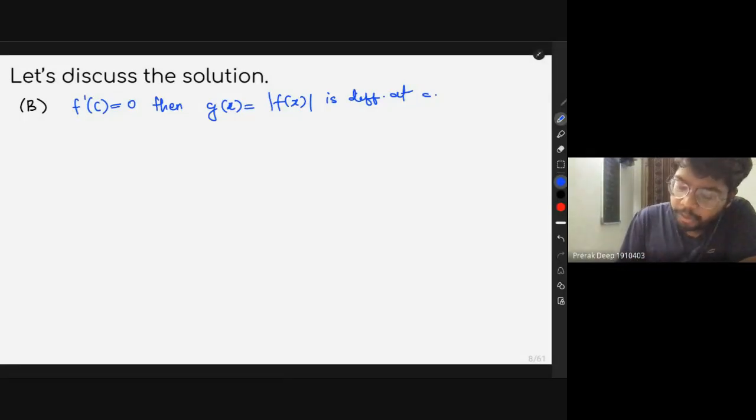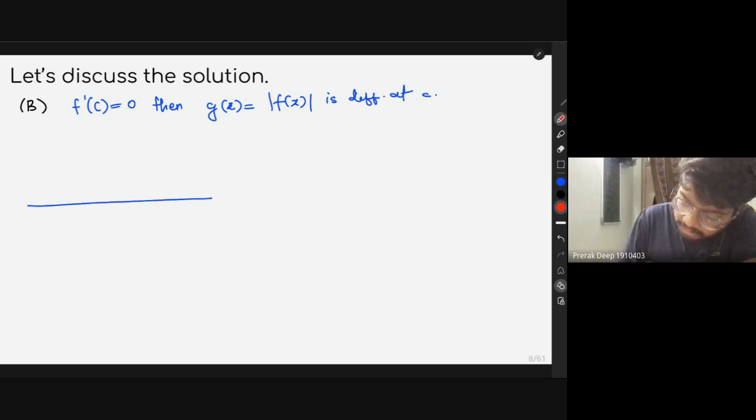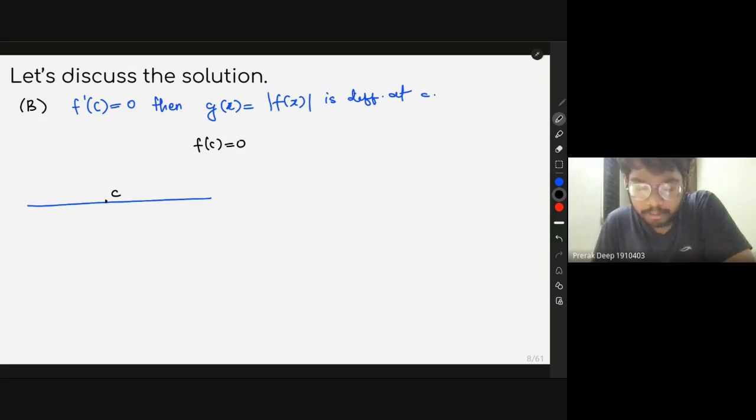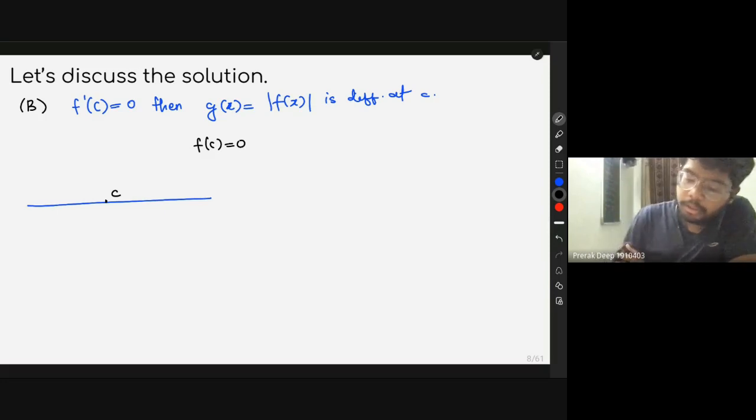Again, pictorially, if I try to see this, this is my point C, and now f of C is 0, so that's why it is lying on the axis. The graph of the function will go through this point at C. And now the second assumption is that f prime of C is also equal to 0.